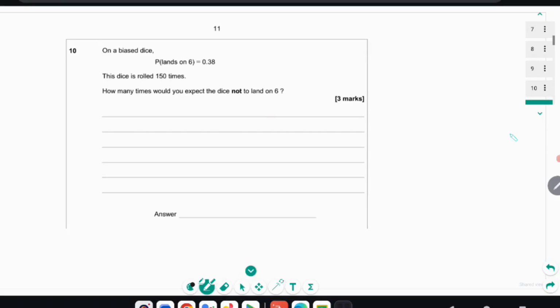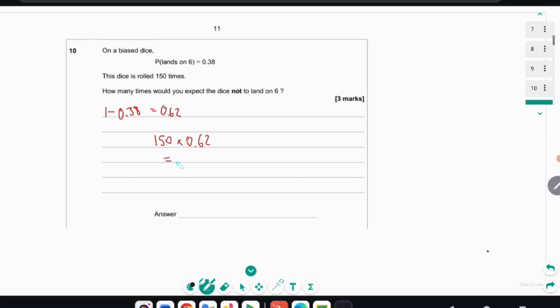Okay, question 10. On a biased dice, the probability it lands on a 6 is 0.38. The dice is rolled 150 times. How many times would you expect the dice not to land on a 6? The probability it doesn't land on a 6 is 1 minus 0.38, which is 0.62. I'm just going to multiply that by 150. Which is 93.